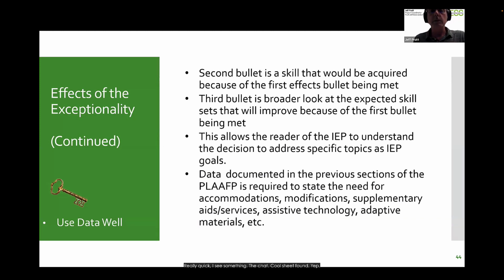Really quick, I see something in chat. Goal sheet found. Yep. Oh my gosh, train of thought. TBI kicking in. Sorry.